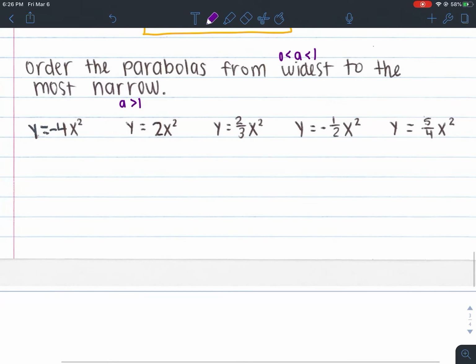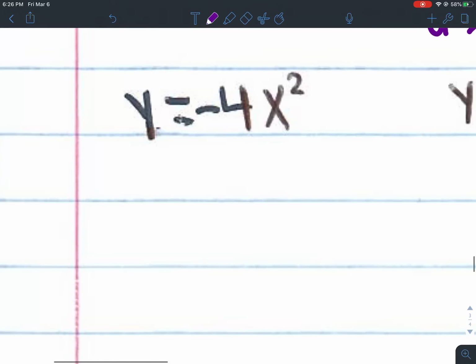Now here I notice I have some fractions, and I don't even know what those numbers are yet, so let's go ahead and make those into decimals. Now I'm going to start over here first though. Here my A value is negative 4, but do negatives indicate to me whether I have wider or narrower parabolas? No. Negatives tell me reflection. It has nothing to do with wideness or narrowness.